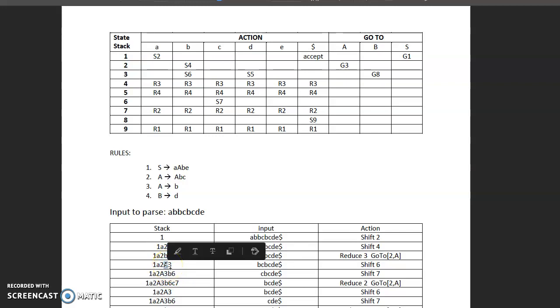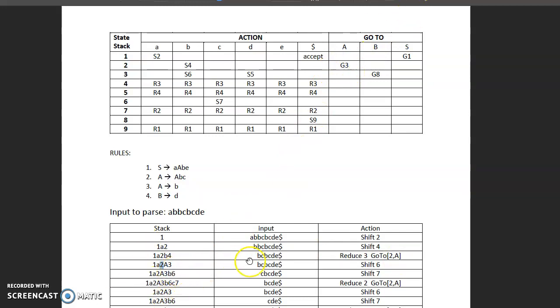Now what we're going to do is look to the left of this capital letter, and we see this 2 right here. That tells us to go to the goto table to do what's next. If we go to 2 and A in the goto table, it says go to 3. So we put the A on the stack, and we put the 3 on the stack because that's what the goto table told us to do. Okay, and we move forward.